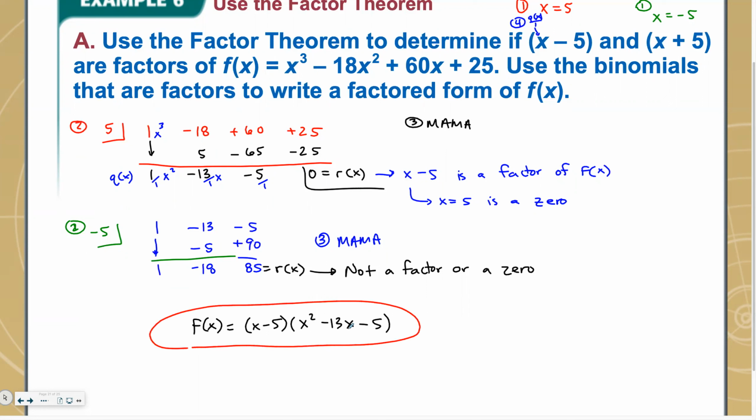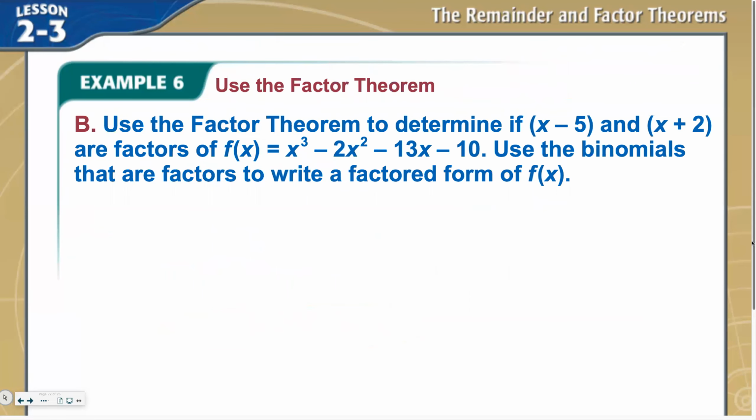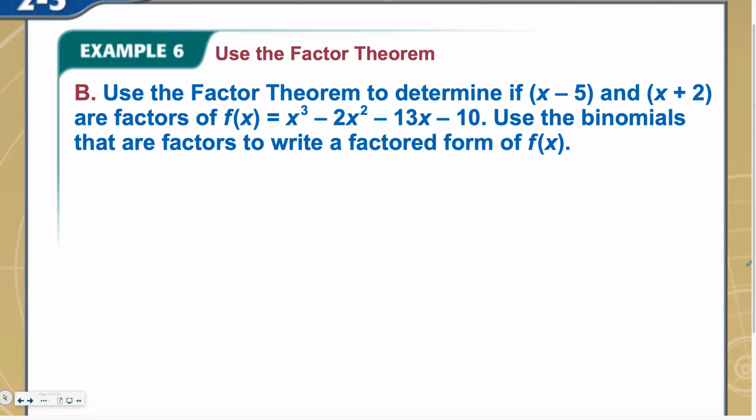But either way, these are going to either be imaginary zeros or irrational zeros. But that would be our factored form. Okay, so now let me try part B. Part B, we're going to do this again. This time I make slight adjustments to our equation.